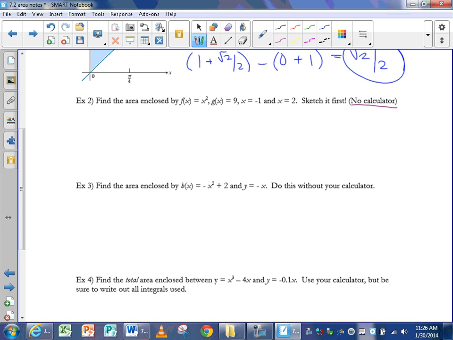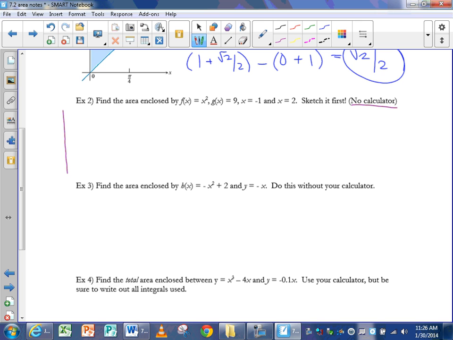Find the area enclosed by f of x equals x squared, g of x is 9, x is negative 1, x is 2. Sketch it first. There's a lot of stuff going on there, and the only way to get through it is to draw a sketch. And you should be able to draw a sketch of something like this by hand.